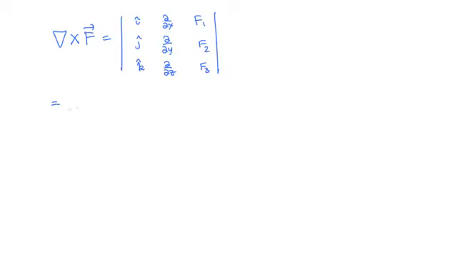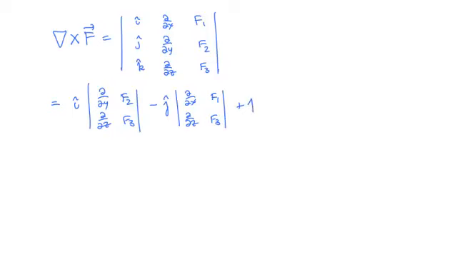So if we work out this, we're going to have the vector i times the determinant of the submatrix ∂y, ∂z going across the columns f2, f3, minus j times the determinant of the submatrix going by the columns ∂x, ∂z, f1, f3, plus k times the determinant of the submatrix going by the columns ∂x, ∂y, f1, f2.